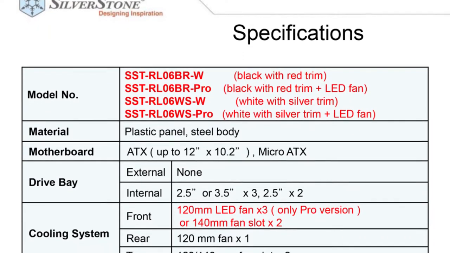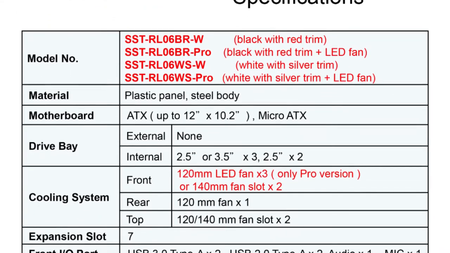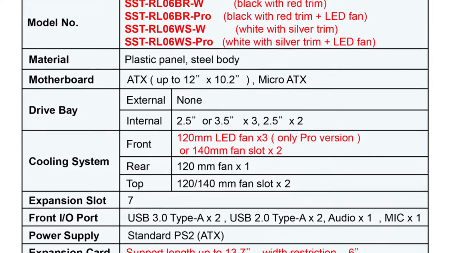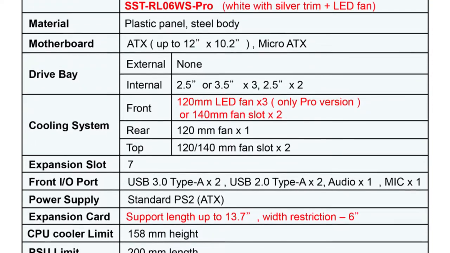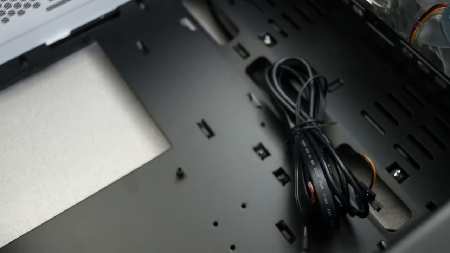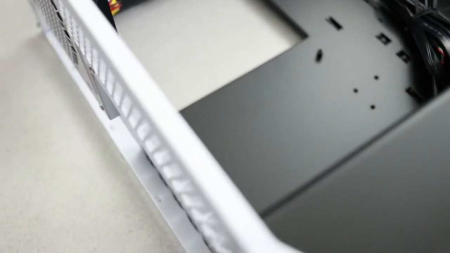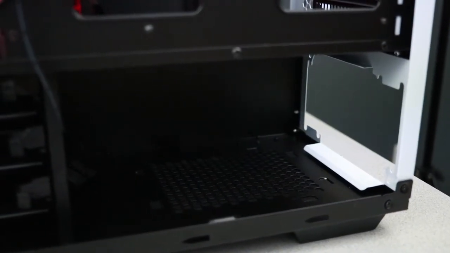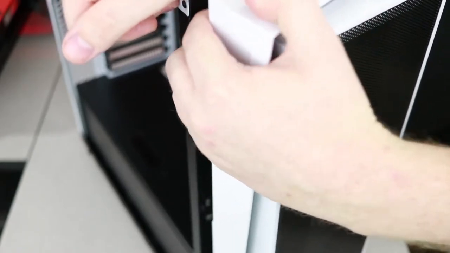However, there is really not much space above the motherboard and below the top of the case. So if you are going to mount a radiator there, it needs to be less than 33mm thick. The CPU cooler has to be less than 158mm tall, and the PSU can be up to 200mm long. There are three included dust filters, and they all attach to the case in different ways.